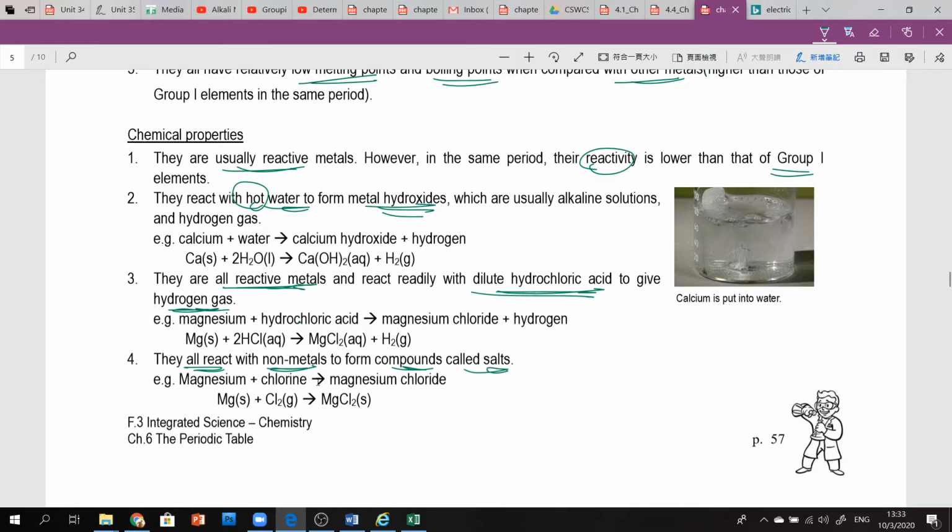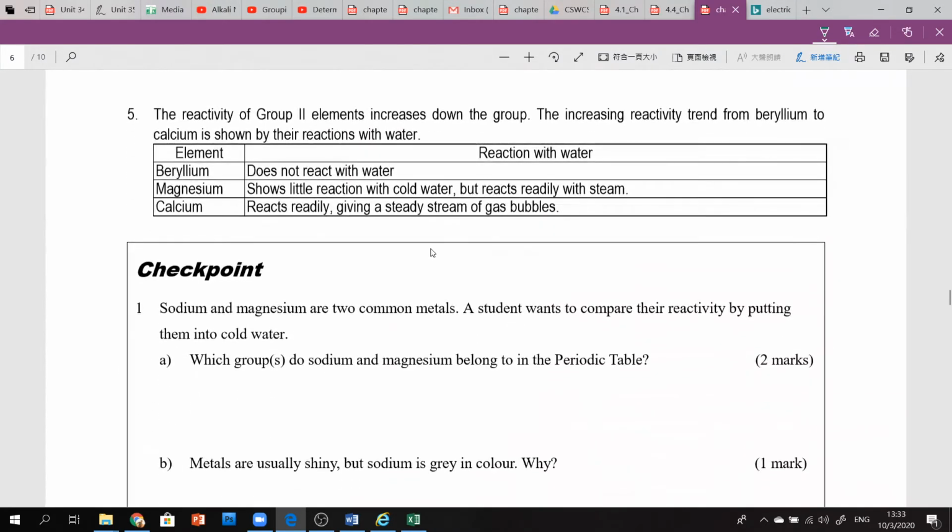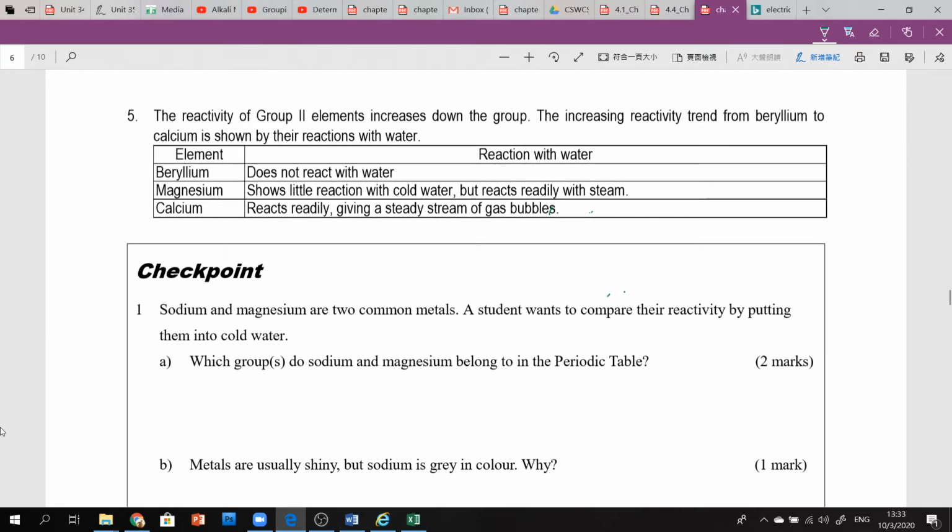When you compare with copper and iron, which we call transition metals, group 2 elements are generally more reactive. So you may see that. When you compare the reactivity of magnesium and calcium, you may find that calcium reacts more vigorously. So you may see that the reactivity of group 2 elements increases down the group.